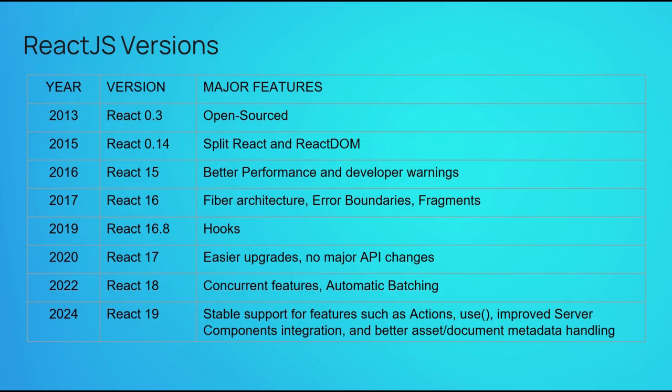You are seeing on the screen the major versions of React from the time it was available as open source. The latest stable version of ReactJS is 19.2.7. React now is maintained by Meta Platforms.